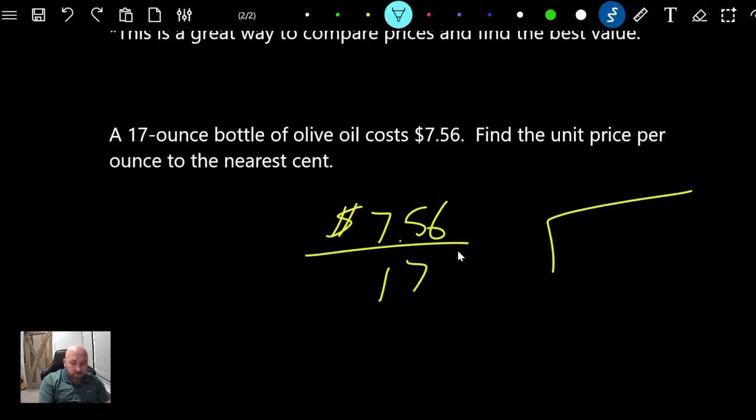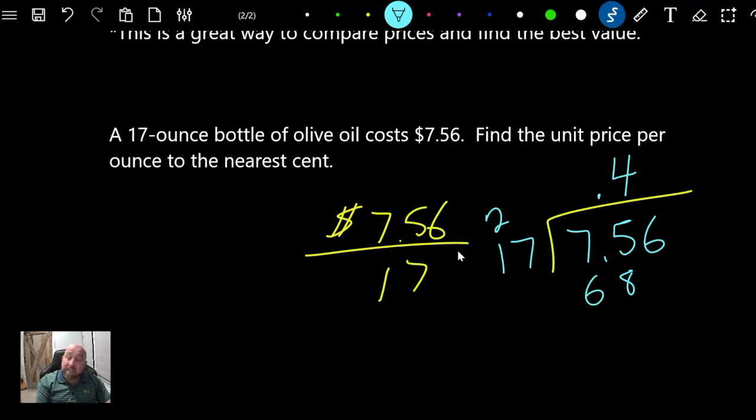So we're just going to have a division problem. 17 into 7.56, and we'll find out what this costs per ounce. So you'd say 17 goes into 75. We're going to have to do some estimation. I might try 4. I'm just going to guess 4. Maybe it'll go less, maybe it'll go more, but we'll see. So 4 times 7 is 28, and then 4 times 1 is 4, 5, 6, 68. I think we got the right one. So we'll go ahead and subtract here.